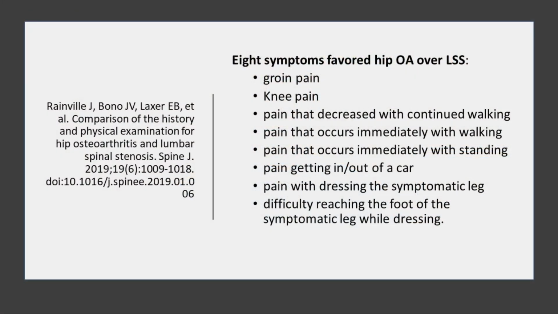For the hip, there were 8 symptoms that favored hip osteoarthritis over lumbar spinal stenosis: groin pain, knee pain, and the list is there. So there is some overlap, but there are some discernible signs and symptoms that we should be aware of when diagnosing our patients and treating them.